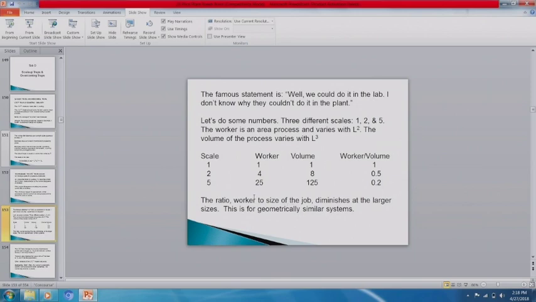The ratio of worker to the size of the job diminishes at larger sizes, and this is for geometrically similar systems. This is why geometrically similar systems are basically a mistake. You always want to improve the geometry as you scale up. You should never commit to a single type of geometry. You always want to have the material improve with scale up.